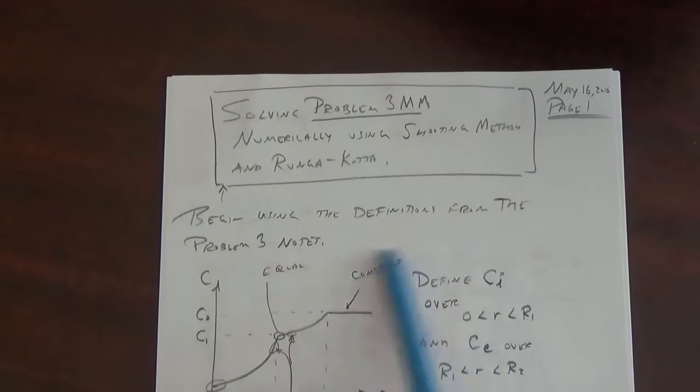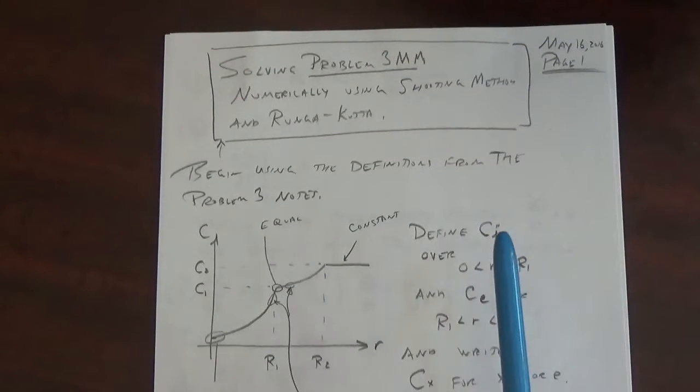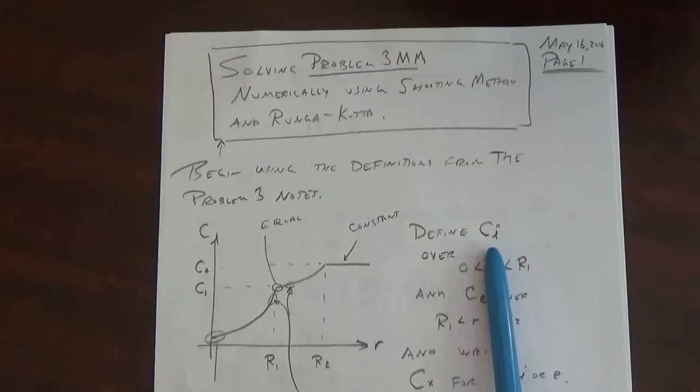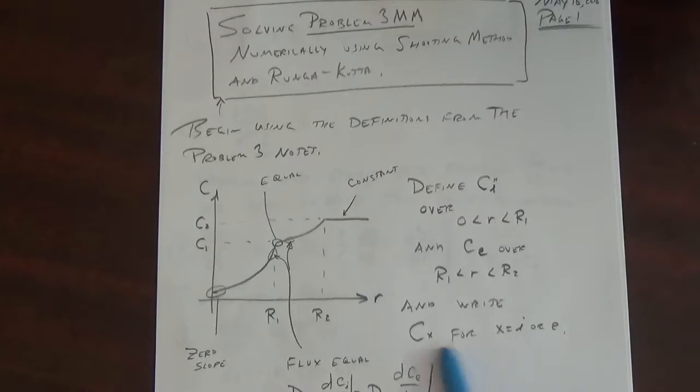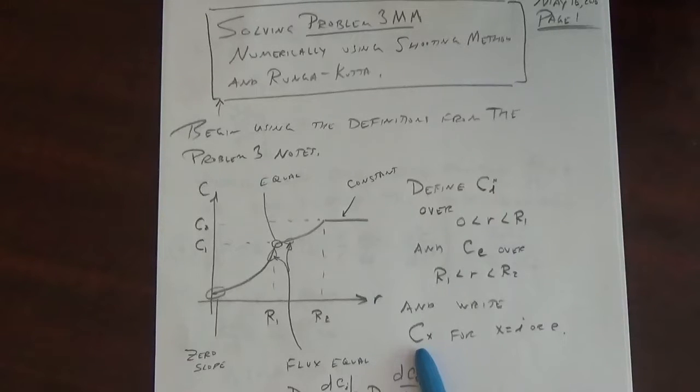So when we do this, the notation, I'm going to have a C sub I for the concentration of the interior. This is where the cells are, and that ranges from 0 to R sub 1. And concentration CE for concentration of the exterior, and that ranges from R1 to R2. Generically, I'll write CX, where X can be either I or E, since sometimes we'll have uniform relations.